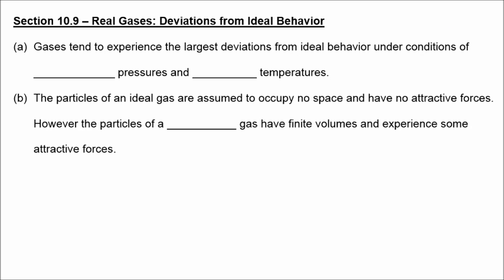All right, section 10.9, we're looking at deviations from ideal behavior. So when does a gas not obey the ideal gas law? Well, gases tend to experience the largest deviations from ideal behavior under conditions of high pressures and low temperatures. So why is that? When you force molecules to be closer together and when you cool them down, they start to experience attractive forces. So the particles of an ideal gas are assumed to occupy no space, so the volume of the particles themselves is 0, and they would have no attractive forces. However, the particles of a real gas do have finite volumes, and they do experience some attractive forces.